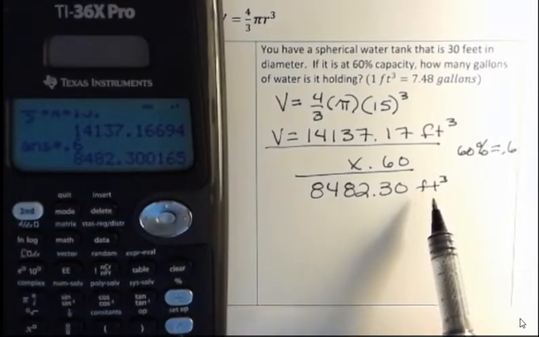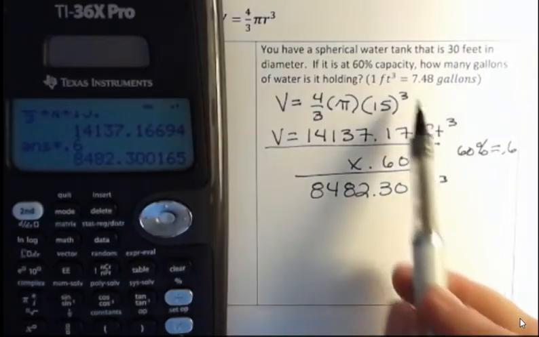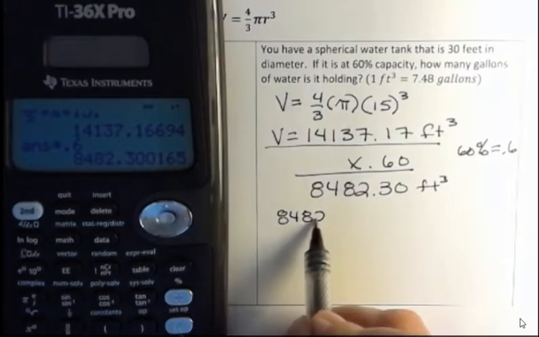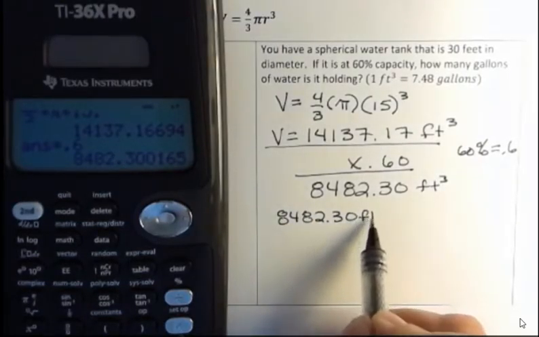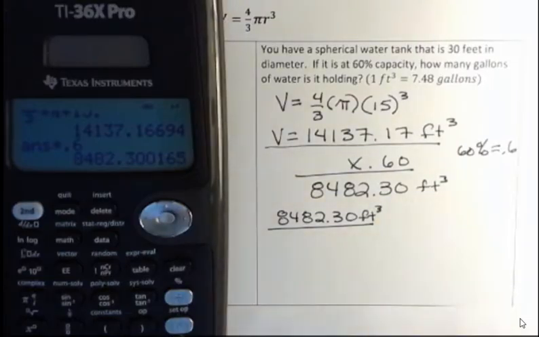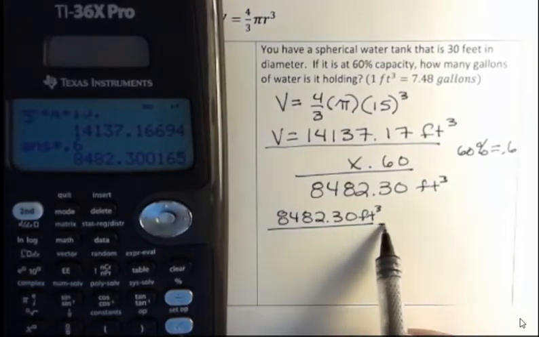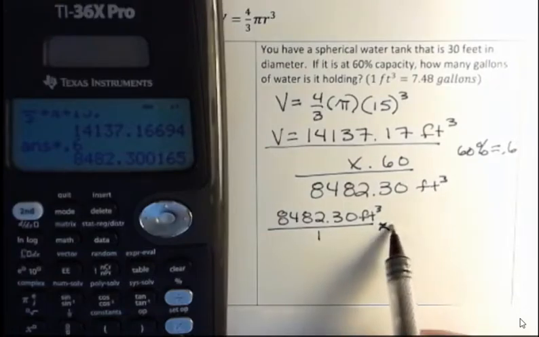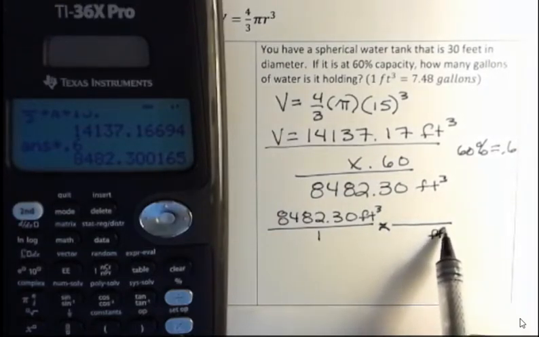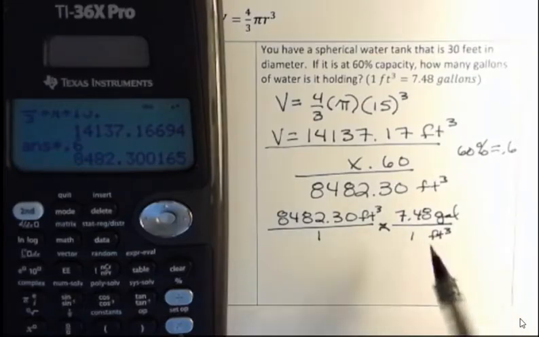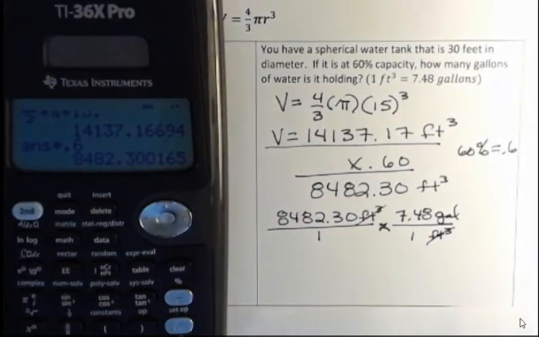And so it's asking me how many gallons of water is it holding. Well, here's my conversion up here. So I'm going to take 8,482.30 feet cubed. Remember, 0 is a significant digit. We'll talk more about that later, I guess. What we want to do is put that over 1 and then multiply. Sorry, we want to get rid of cubic feet, and we know that 1 cubic foot has 7.48 gallons. So by writing it this way, you see how our cubic feet, one on the top and one on the bottom, goes away.